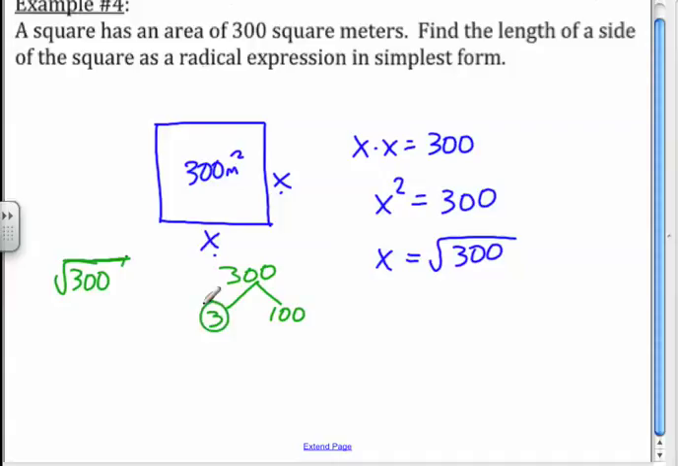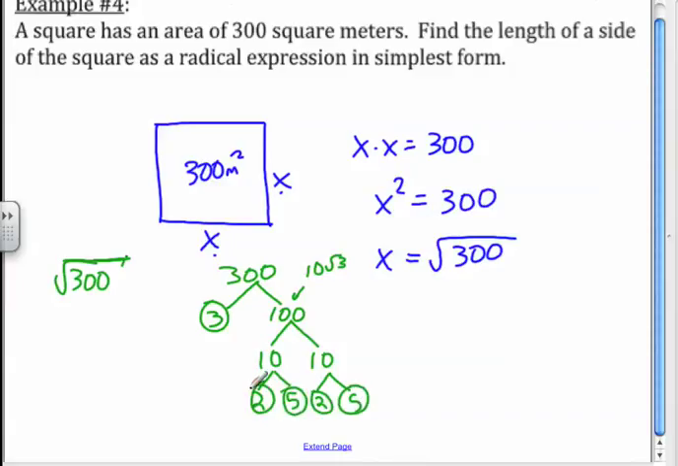Now some of you may be saying, wait a minute, Mr. Cortez, 100 is a perfect square. It's 10. That's right. This answer is going to be 10 root 3. But let's keep going for those of you who didn't see this. So that's just 10 times 10, and that's going to be 2 times 5 times 2 times 5. So they're all my primes.